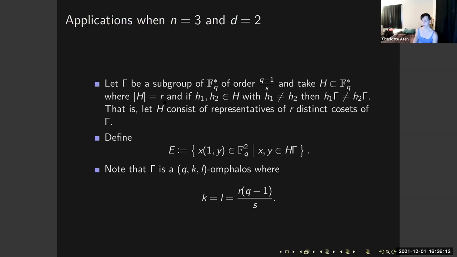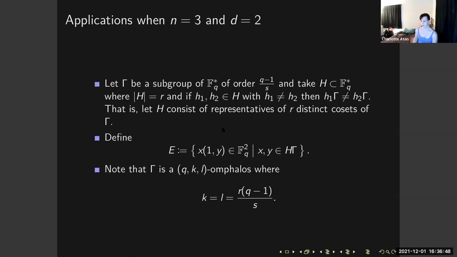And so if we take H to be a collection of coset representatives for gamma, so we want H to have exactly R members, and every pair of distinct members determines a distinct pair of cosets, although H is not necessarily a full transversal of all of the cosets, then if we take such an H and such a gamma, then we can define the set E to consist of all scalar multiples of vectors that look like 1y, where y is in one of these cosets of gamma determined by H, and x is also in one of those cosets.